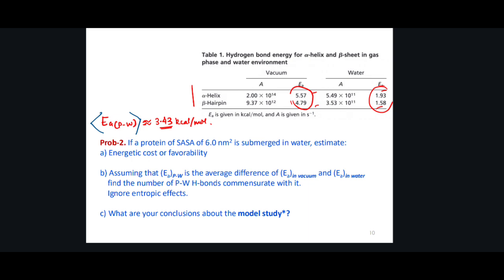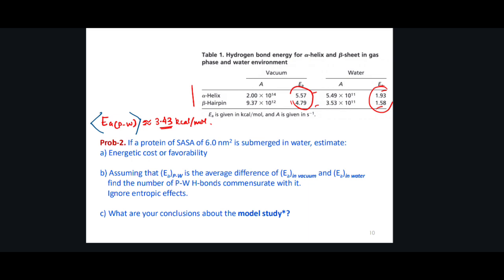Alright, so that is part A. Now, assuming that EA, the protein-water activation energy, we have put all these values here. I told you to mark this and I told you to mark this. Assuming that the protein-water activation energy is the average of the activation energy in vacuum and the activation energy in water, find the number of protein-water hydrogen bonds that can be broken, ignoring entropic effects. This is a bit wordy, and if you do this sincerely, you're in the okay regime.